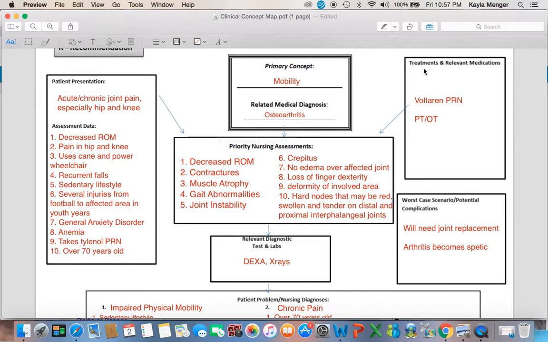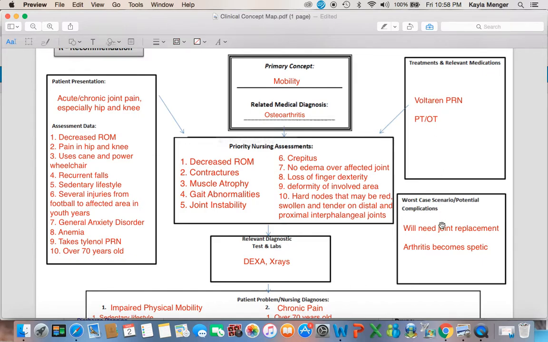and what kind of treatment or relevant medications are they on for osteoarthritis. This patient could be on HCTZ, Lasix, Voltaren, and amoxicillin. The only one that I would put for this situation would be Voltaren because that's the only medicine that would relate to osteoarthritis. Also, physical therapy and occupational therapy. His situation, physical therapy for joint range of motion and all that. Occupational would be for like ADLs and that kind of thing.